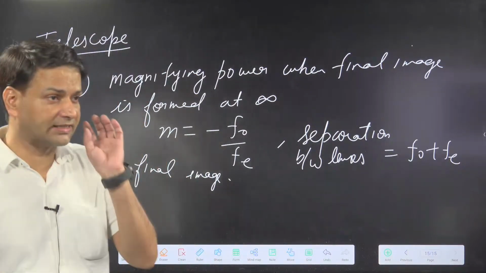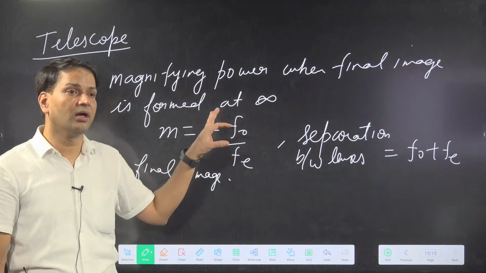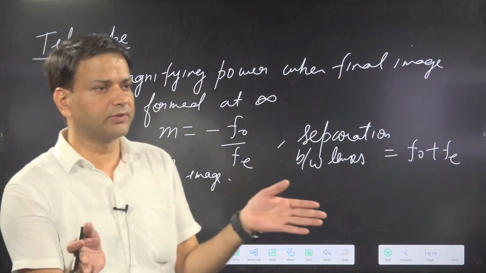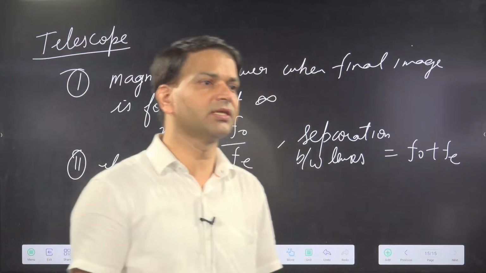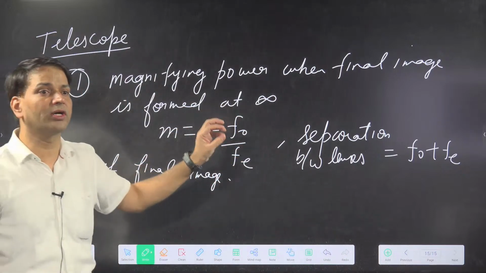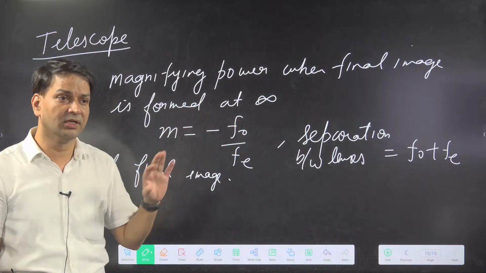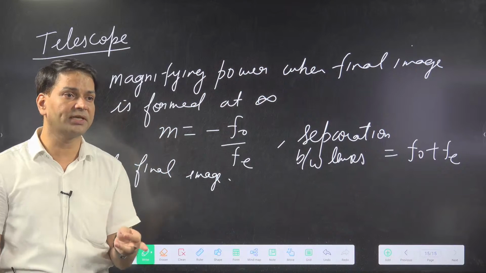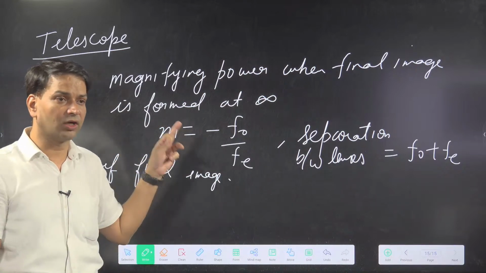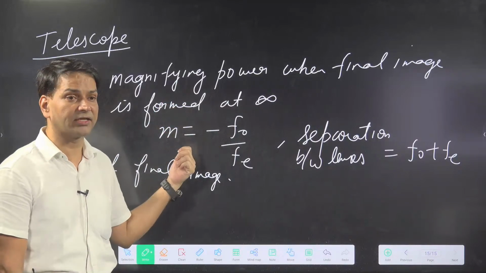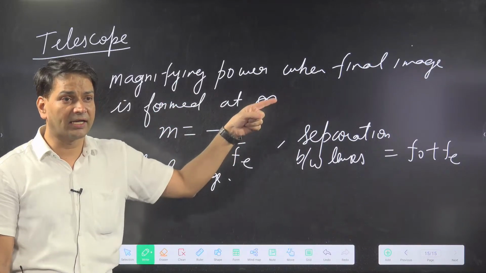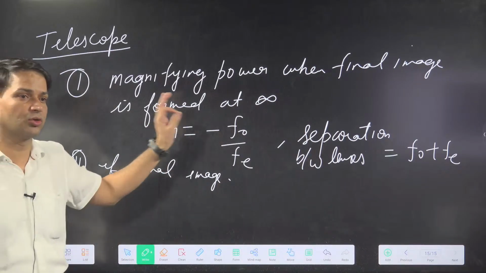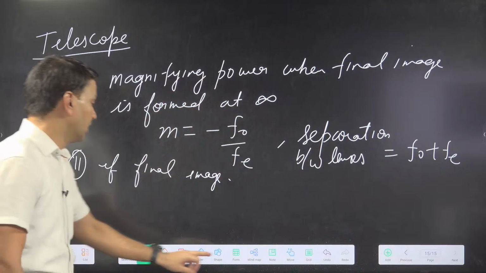Simple question they can ask on this relation for the telescope. If they are asking the easy question, they will definitely ask from this formula, minus FO by FE and FO plus FE. They will say the length of the tube or length of the telescope is this, and magnifying power is this. Then what is the focal length of the objective and eyepiece? So they have not mentioned anything. So final image you will take in this case of telescope at infinity. So for the normal adjustment or final image at infinity, magnifying power we can say minus FO by FE, and the separation between the lenses we can say FO plus FE. Simple question they can ask on this formula, so remember it, FO by FE and FO plus FE.